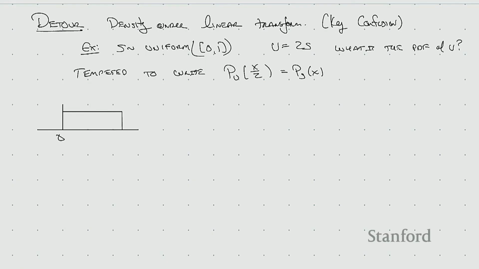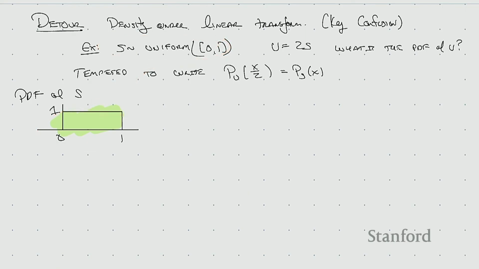It goes from 0 to 1, and what's its height? Well, we integrate over the entire thing, it's 1, right? This is our PDF of S, sorry, PDF of S. This is the uniform.